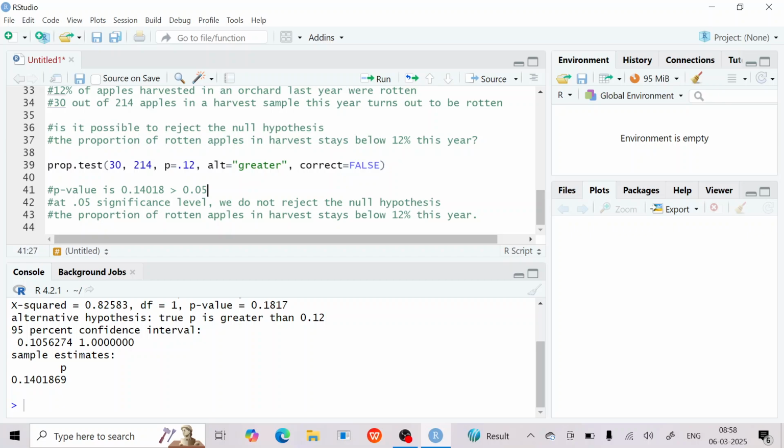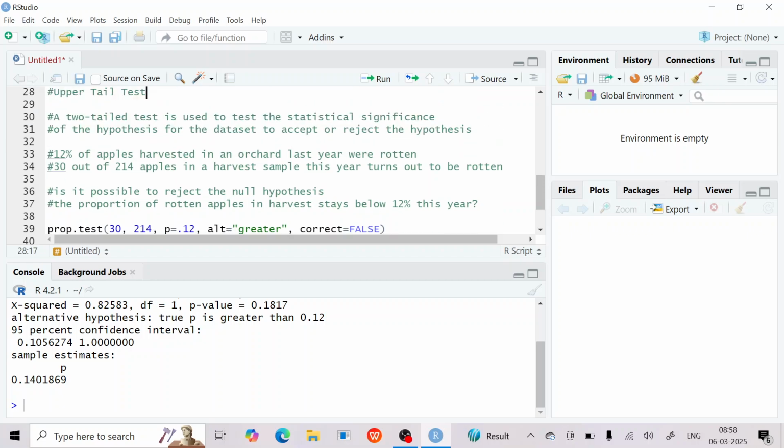Okay, so this is what we have understood from the upper tail test, or two tail test.